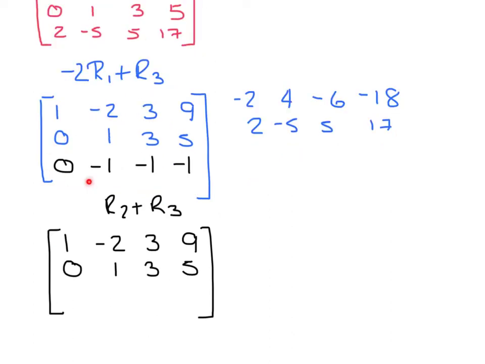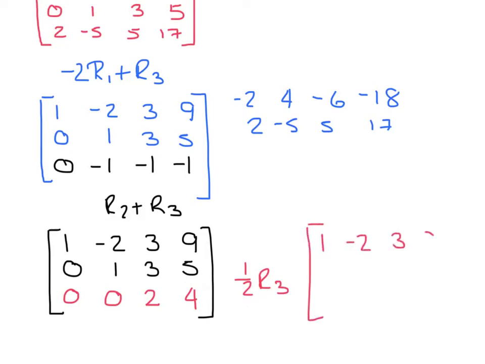So let's go ahead. We're adding again row 2, row 3. 0 plus 0, 0, 1 plus -1, 0, 3 minus 1, 2, 5 minus 1, 4. So we're almost at row echelon form. The next thing I need to do is change this to a 1. So if I divide row 3 by 2, or take a half of row 3, I am going to get it into row echelon form. So let's go ahead and do that. So 1, -2, 3, 9, 0, 1, 3, 5, 0, 0, 1, 2. Now I'm going to get it into reduced row echelon form, so let's go ahead and do that.